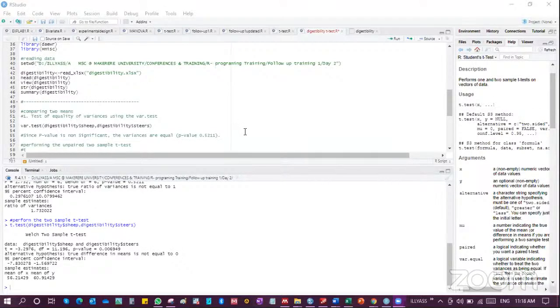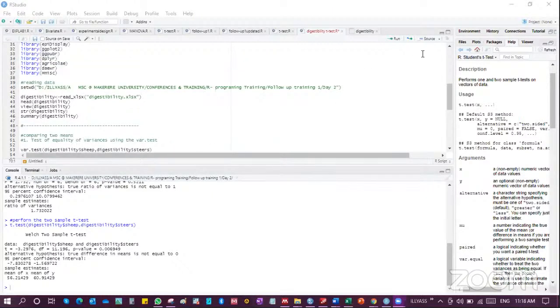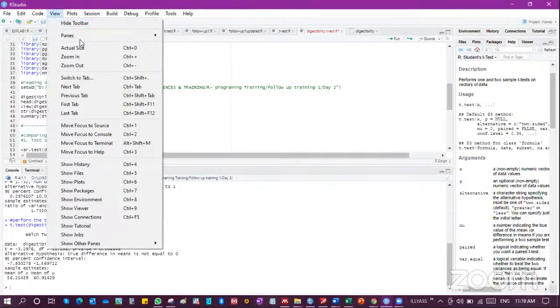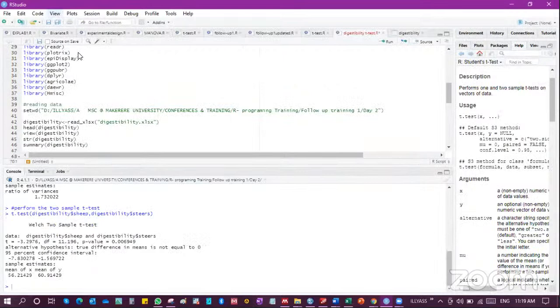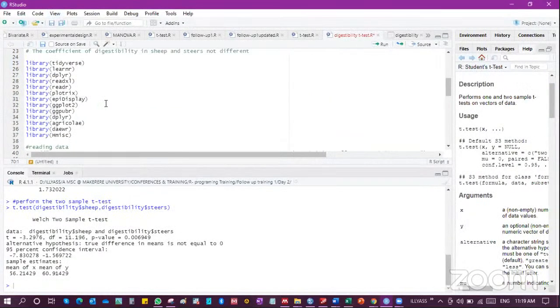Can you share your script or your Word document wherever you have the info? Okay, I'm sharing my screen. And zoom in so that it becomes a bit wider. You can go to view, zoom in. Zoom in, yes. Again. Okay, I think that's okay.